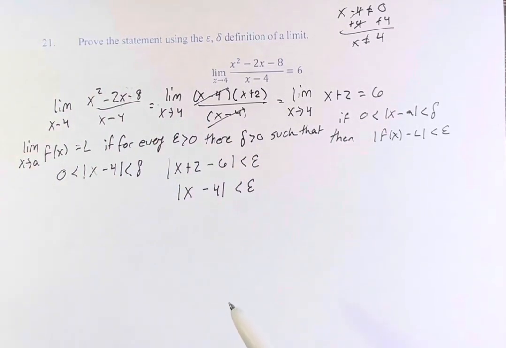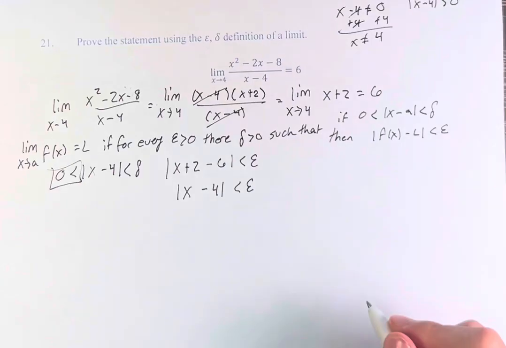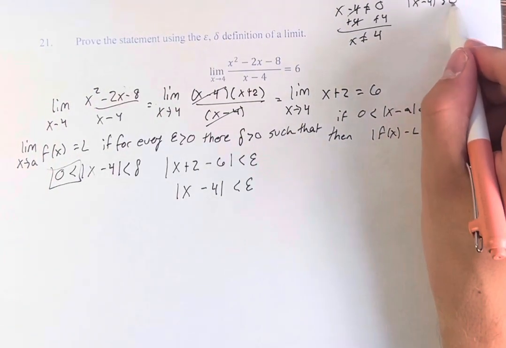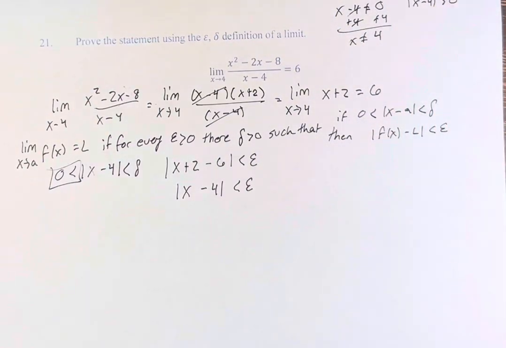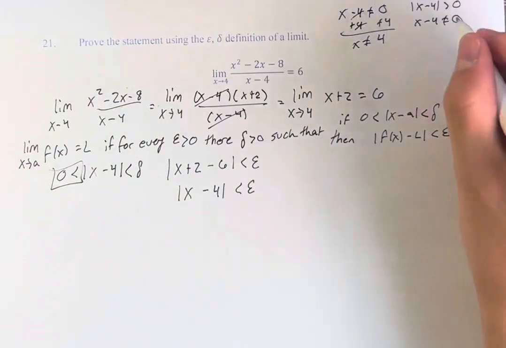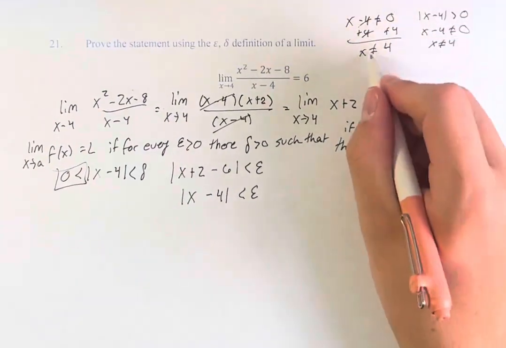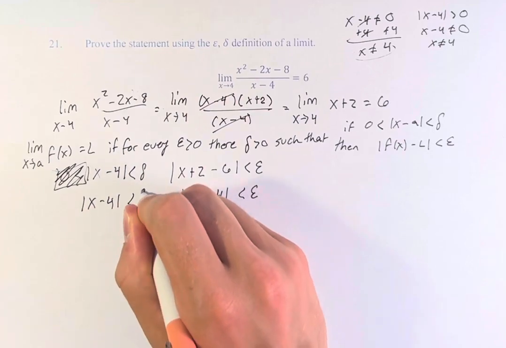To get these two things to match so we can create a relationship between delta and epsilon, first we have to deal with what is going on here. If the absolute value of x minus 4 is greater than 0, it's already greater than all the negative numbers because it's an absolute value, so it's inherently not negative. So this is basically just saying that x minus 4 is not equal to 0, and therefore x is not equal to 4, but we already found that that doesn't matter. So you can just ignore this and say simply that the absolute value of x minus 4 is less than delta.